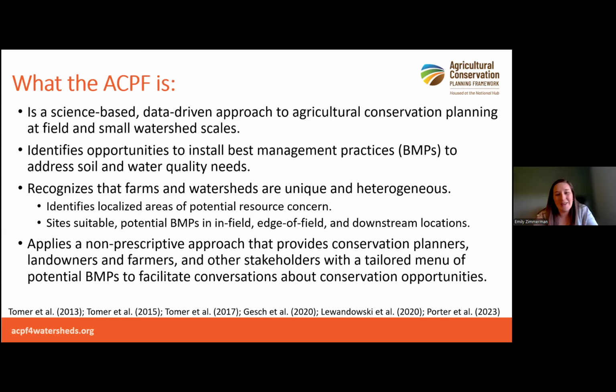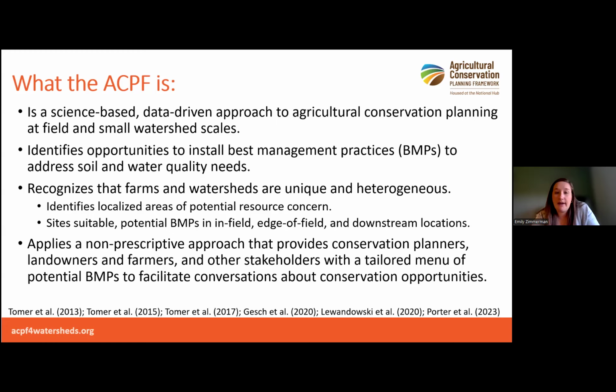That is not an all-inclusive list. There's been a lot of research both on the biophysical side and the tool itself, as well as on the social science side. So this is a tool that's been well researched and published. Then sort of the 3 things about ACPF.